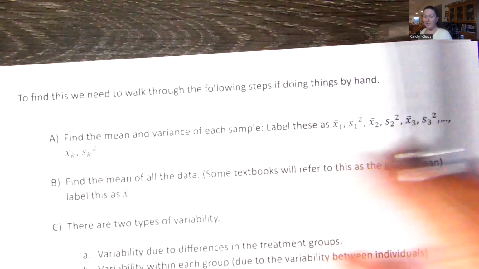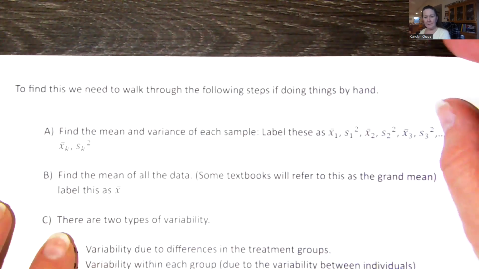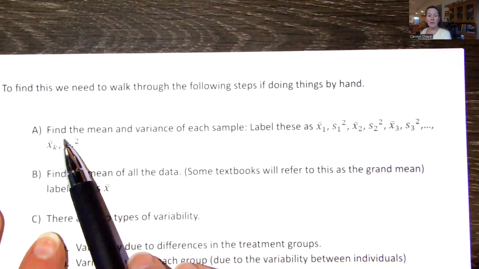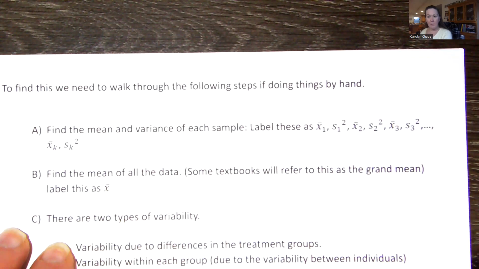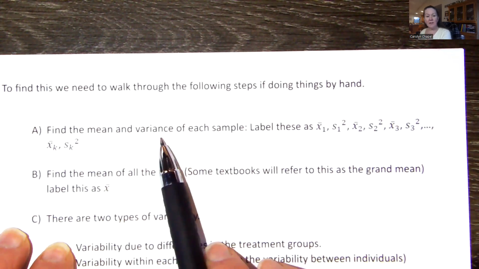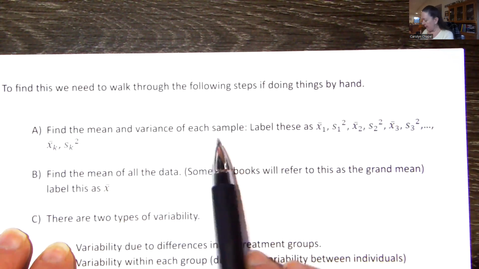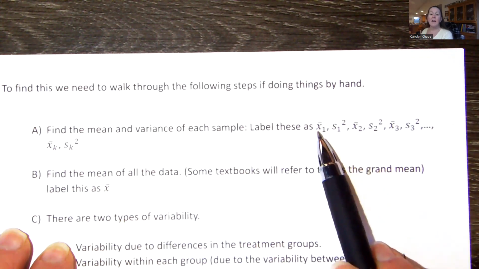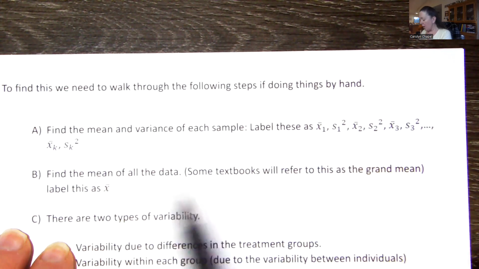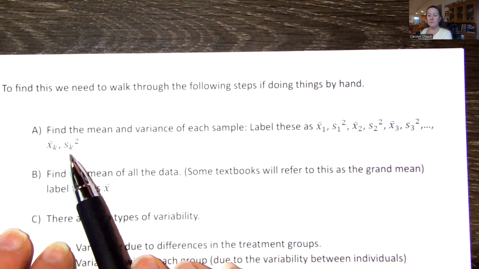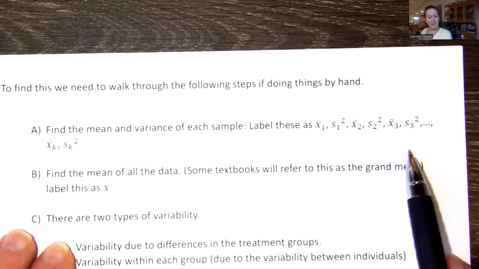Okay, and to find these, there is a lot of stuff we'd have to do if we were doing it by hand. So the first thing we'd have to do is find the mean of every sample and the variance of every sample. So for sample 1, we'd have to get X bar 1, its mean. We'd have to get the sample variance for that particular sample. We'd have to do this for all K samples. So now we have done a bunch of work.